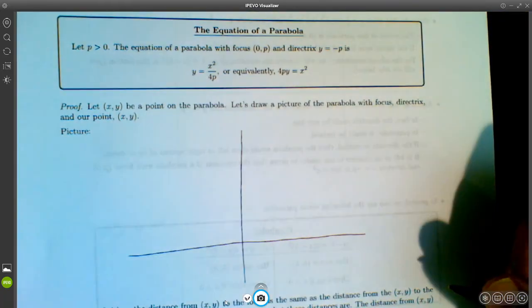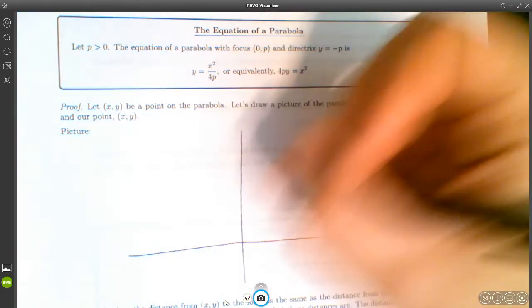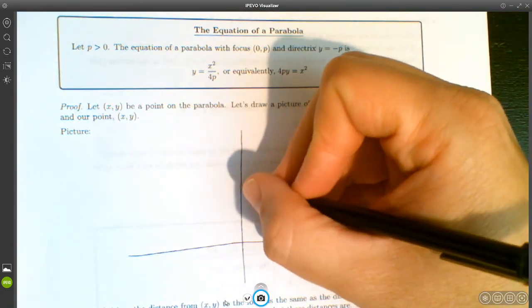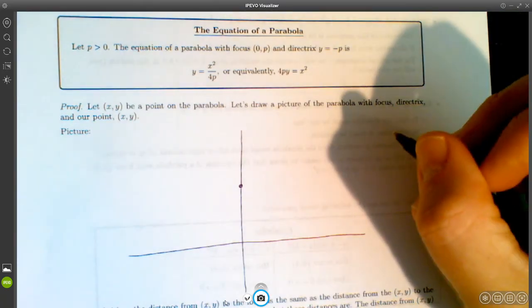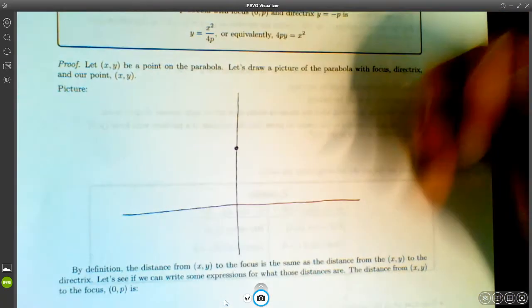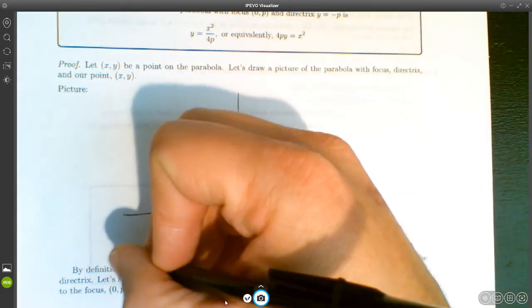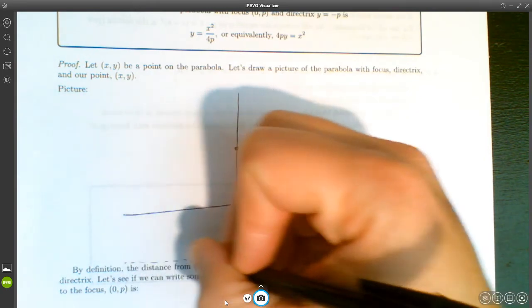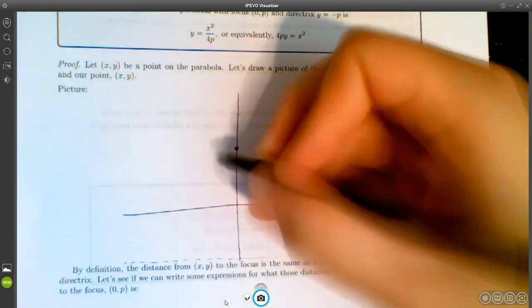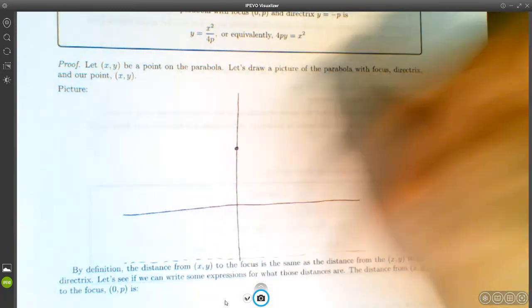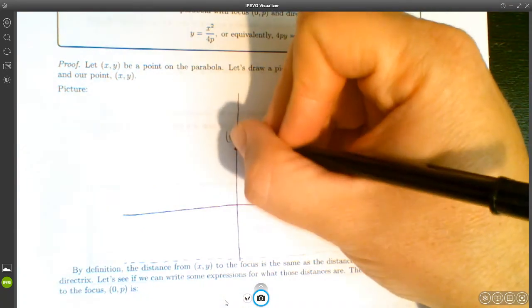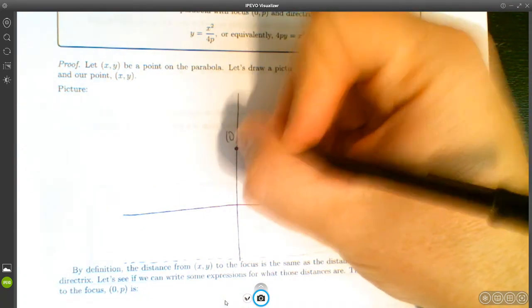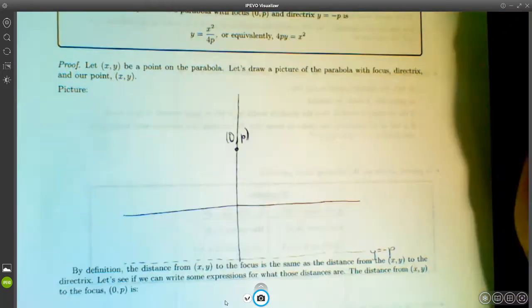So here's my coordinate system, and let's say that the focus is up here, (0, p). That means that the directrix is going to be down here at y equals negative p. So this distance and this distance need to be approximately the same. So y equals negative p is down here, and this is the point (0, p).